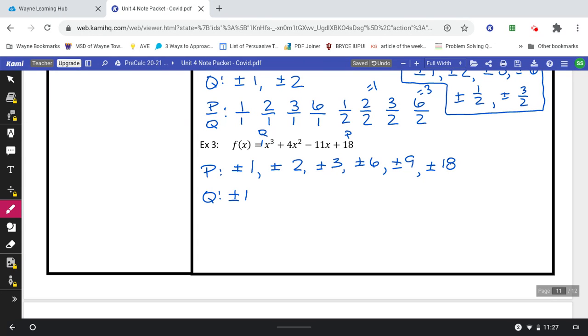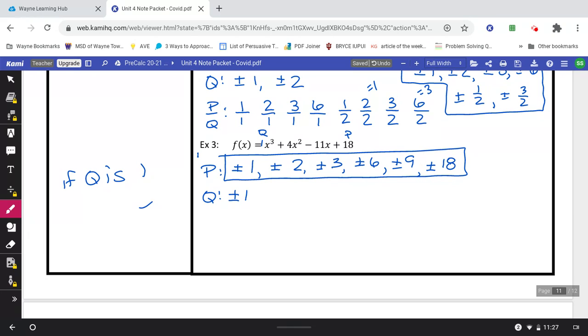My q is just 1. Anytime that happens, you're just going to divide all the p's by q. But instead of writing that out, I know that when I divide all those numbers by 1, I'm going to get the same exact list. So instead of doing all that extra work, I'm just going to say, you know what? This is my final list of answers. If q is 1, p is the final list, because you're dividing by 1, which means it wouldn't change anything.